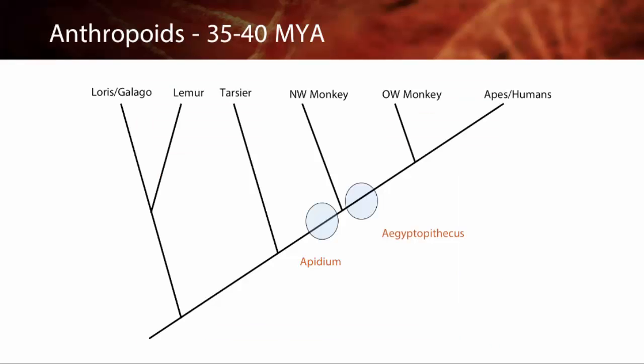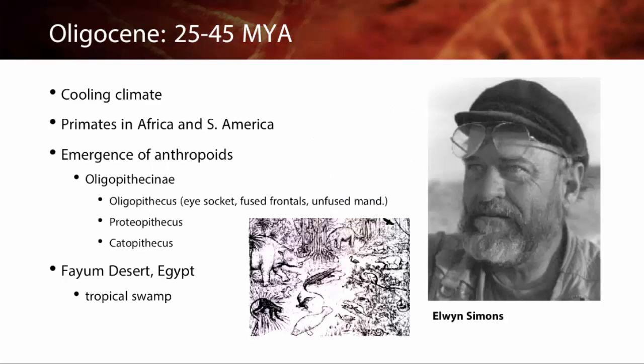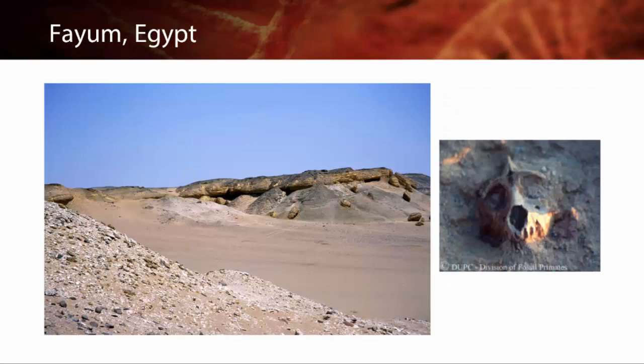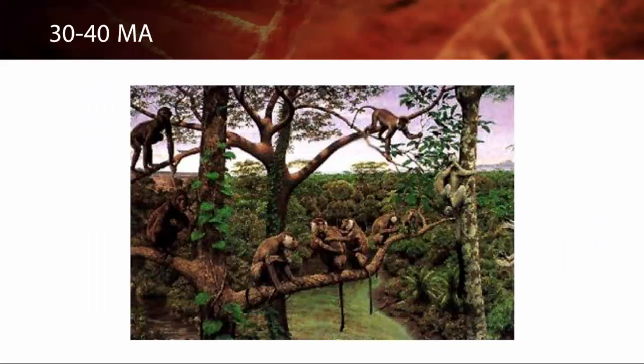In terms of the anthropoids, the best evidence comes from the Oligocene, 25 to 45 million years ago. The best evidence has been discovered in the Fayum, Egypt, which 40 million years ago was a tropical rainforest, but today is a desert.